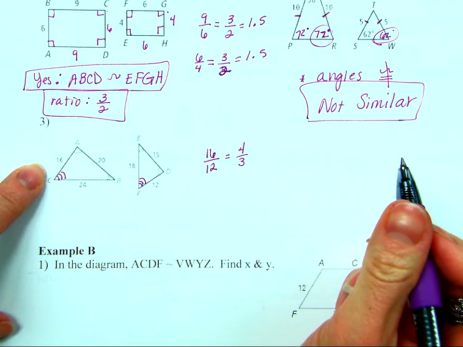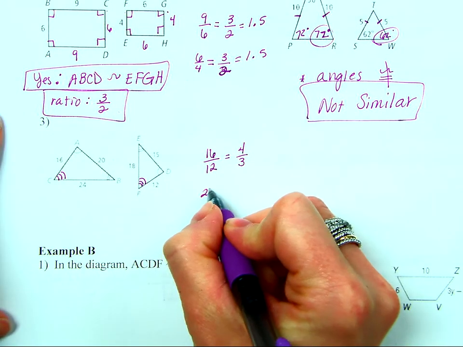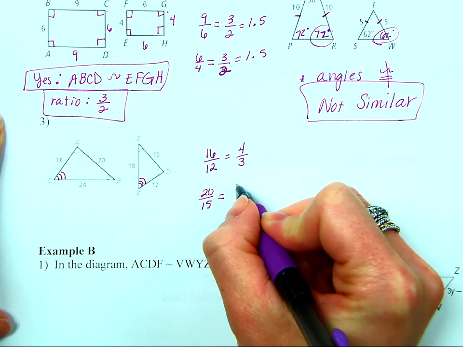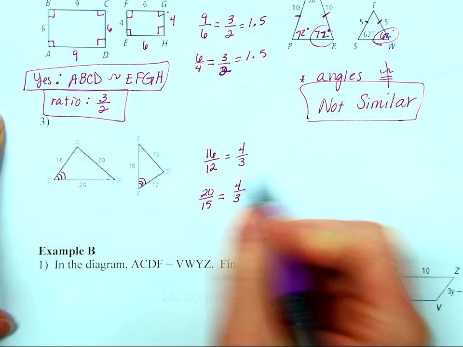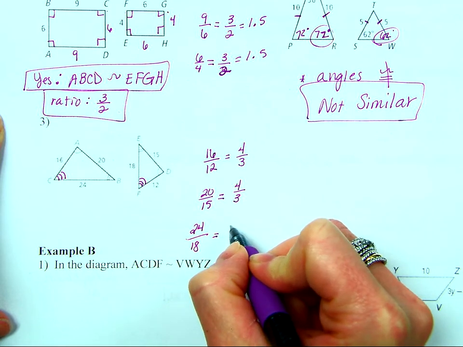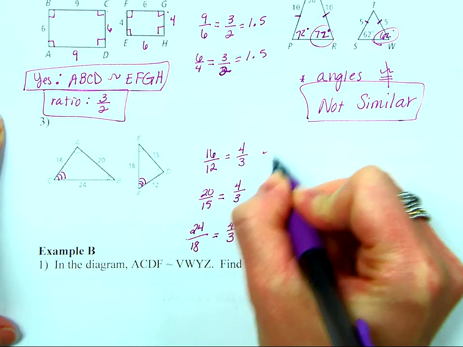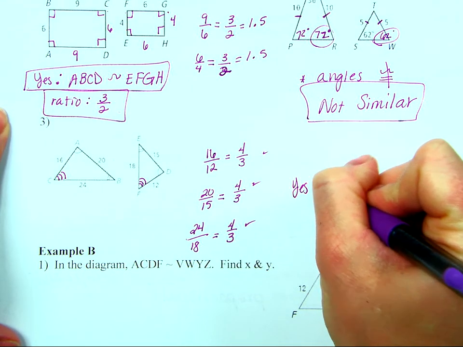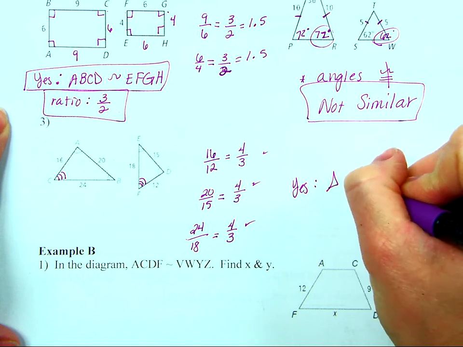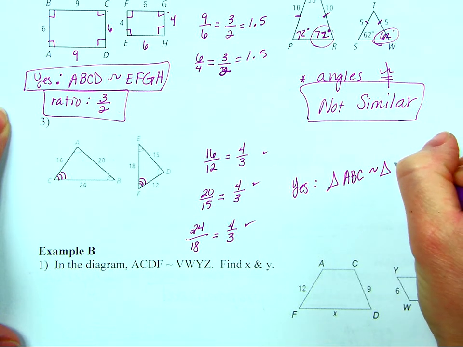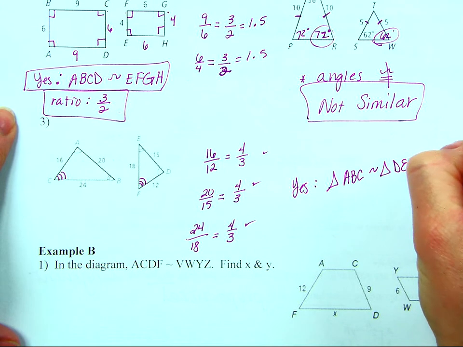Now let's compare the medium side, 20 to 15. We want to see, do we get the same thing? 5 goes into both of those. Okay, and finally our longest side, 24 to 18. 6 goes into both of those. Okay, so these are all equal. So I can say, yes, my triangles are similar. My similarity statement, if I say triangle ABC in corresponding order, then I need to say triangle DEF.